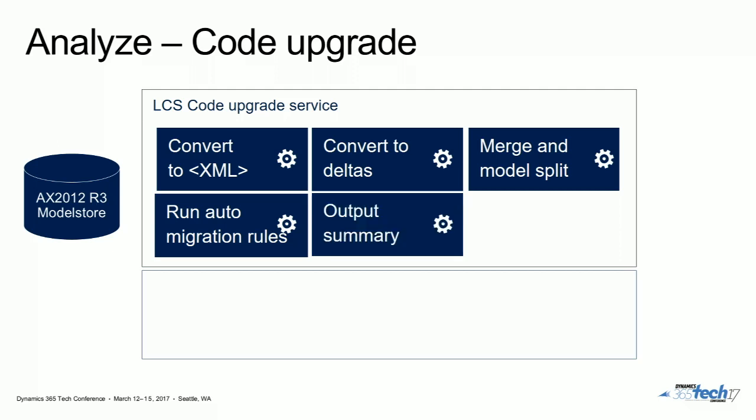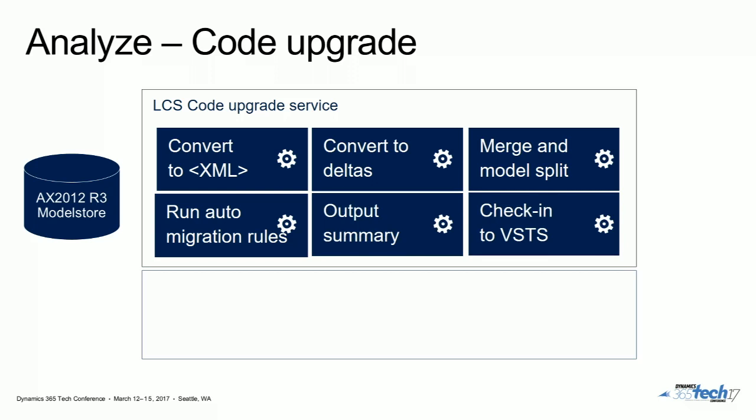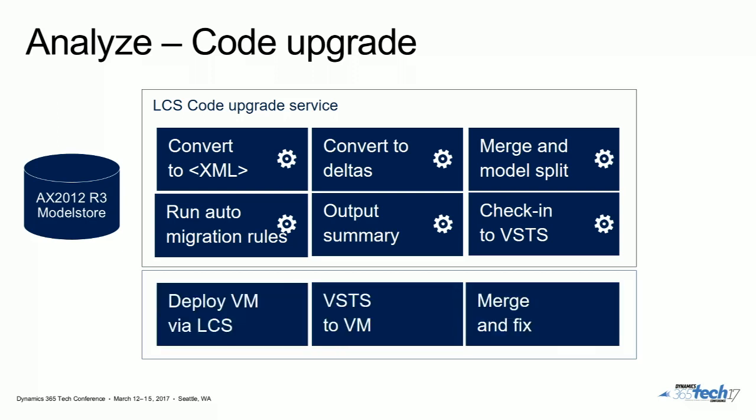It outputs a summary report. One thing I didn't mention is it also checks all the code that it created into VSTS for you. So it will create a branch, check all of the code in, and then you're effectively ready at that point to deploy a Dynamics 365 for Operations machine, point Visual Studio at VSTS, sync it, and you've got your first environment with your code in it. We'll talk in a minute about what you have to do after that point. That's not to say that you're suddenly running all your custom code and everything works. It's just the beginning of getting it to work.